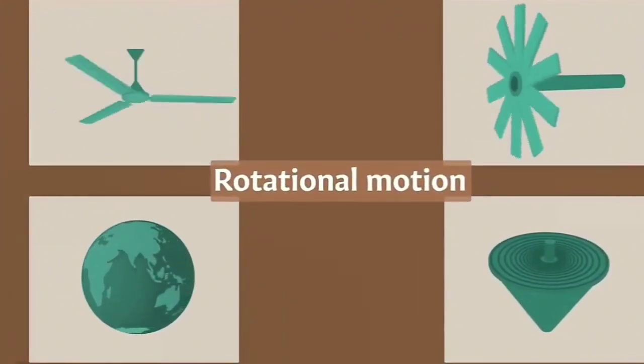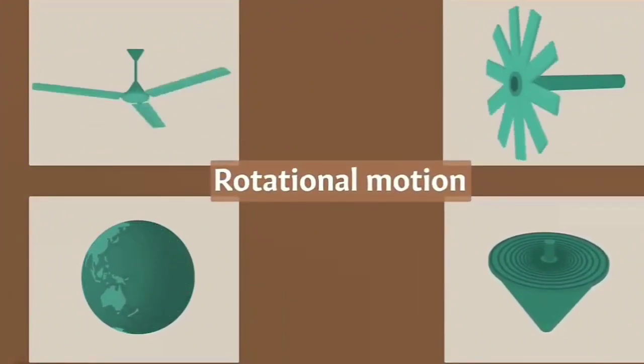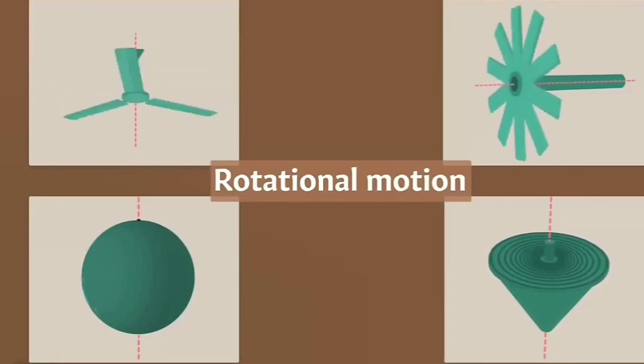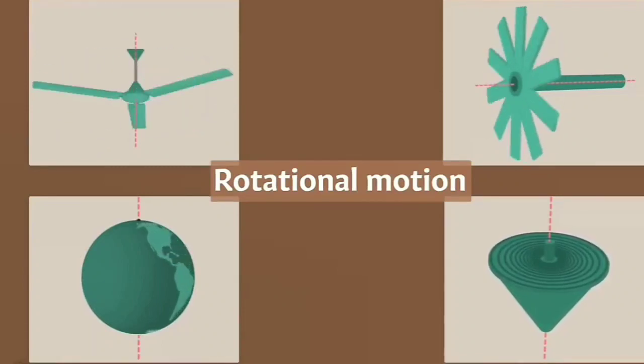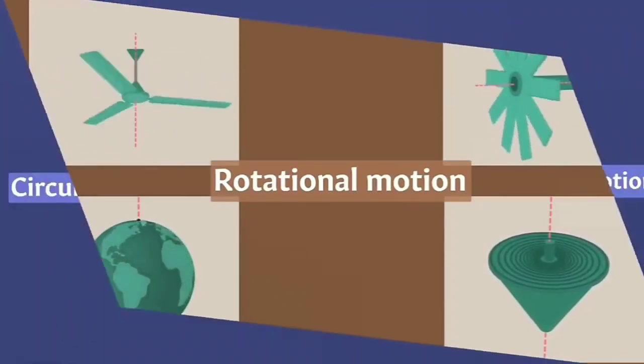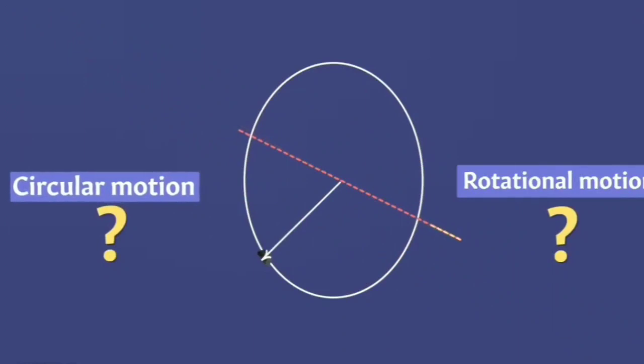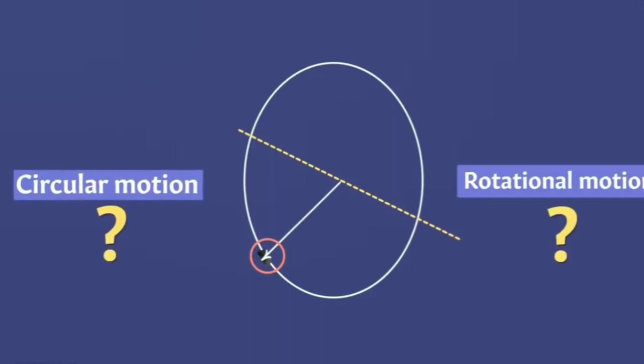In all the examples of rotational motion that we saw, the axis of rotation is a part of the object. It is going through the object. But in this case, the axis of rotation is not passing through the object. It's totally separate from the object.